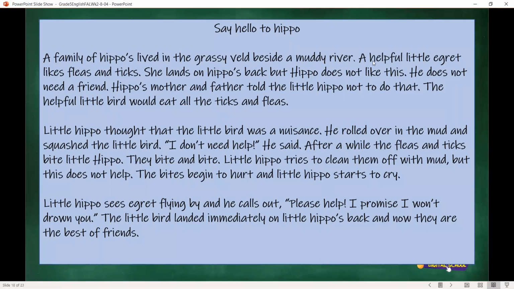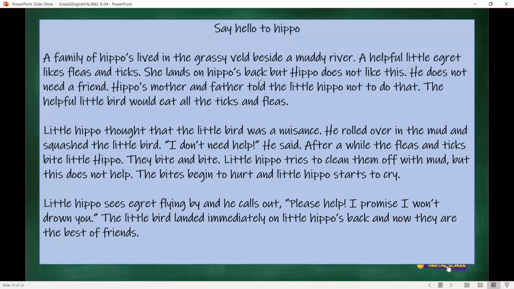Okay. A helpful little bird likes fleas and ticks. So I've introduced the little bird. She lands on Hippo's back, but Hippo does not like this. So I've used the word but. I've started with a capital letter. I've ended with a full stop. You need to check each and every sentence to make sure that you have capital letters and full stops.